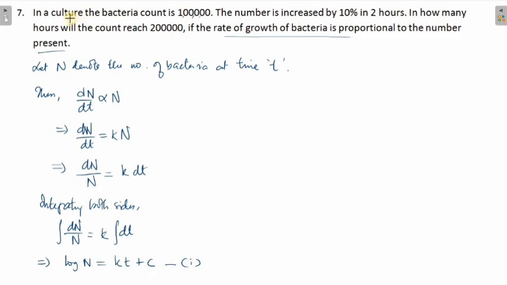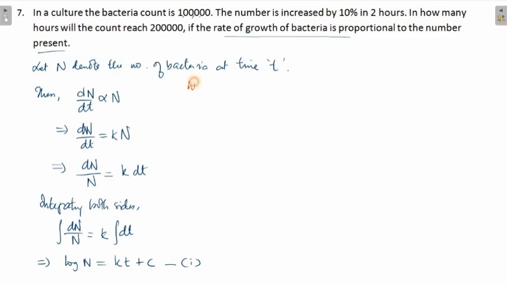Okay, see here carefully. So in a culture, bacteria count is given to be 1 lakh. How many zeros are there? Exactly 5 zeros are there, remember. So this is in the beginning, right? So when t is equal to 0, that's what is happening. After 2 hours your number is increased by 10%, that is also given. So when t is equal to 0, let's see what happens.